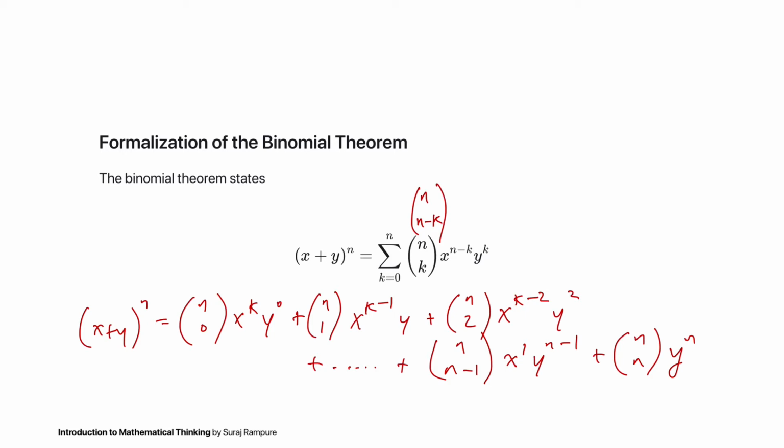Because remember, Pascal's triangle is symmetric, and n choose k is equal to n choose n minus k. So it's just a matter of how you want to interpret it. Do you want to choose the number of y's or choose the number of x's? Is that clear? So the interpretation we have right here, we're choosing the exponent on y. Is that clear? Any questions with this formalization?